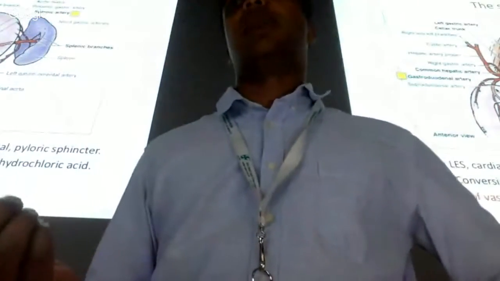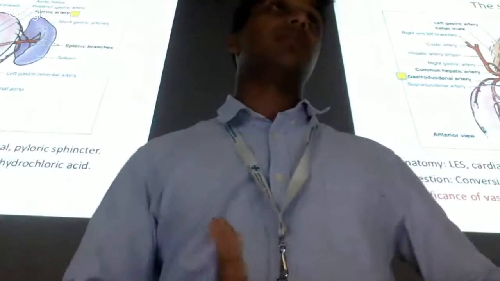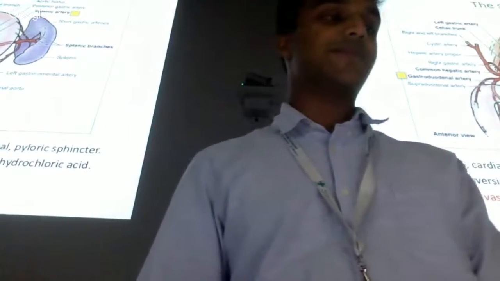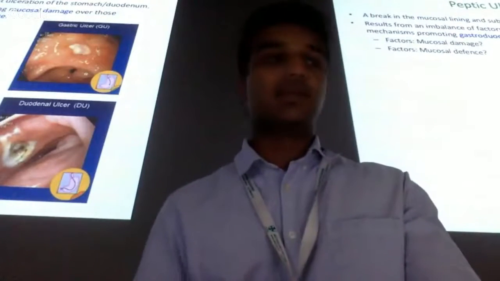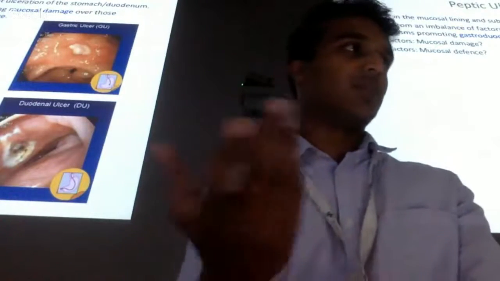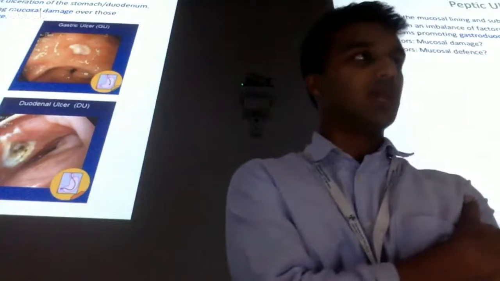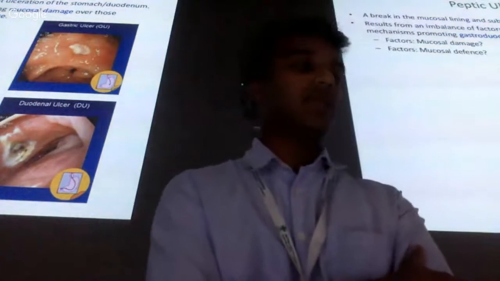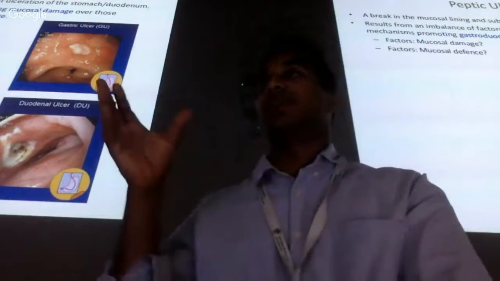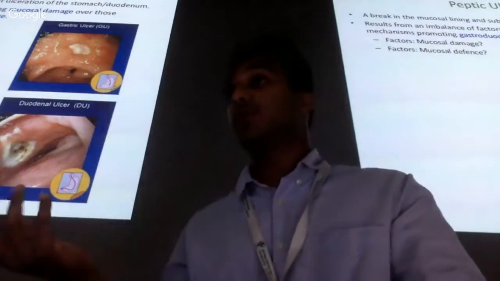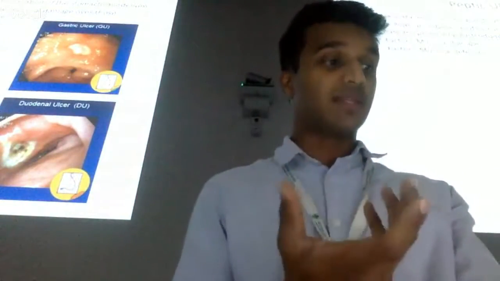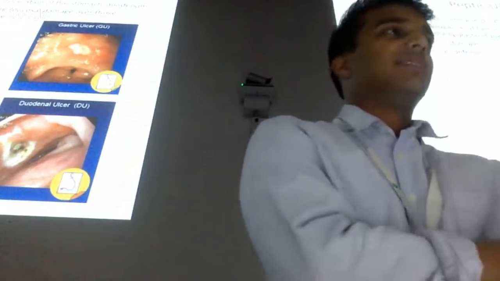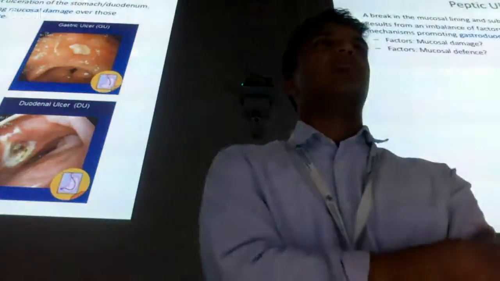One of the most common complications of long-standing peptic ulcers is hemorrhage. So what is an ulcer? In a gastric or a GIT context, it's a break in the mucosal lining, and it results from an imbalance of factors. So you have factors promoting mucosal damage, and then you have factors promoting gastroduodenal defense. So what are some factors that might damage the lining of the stomach?